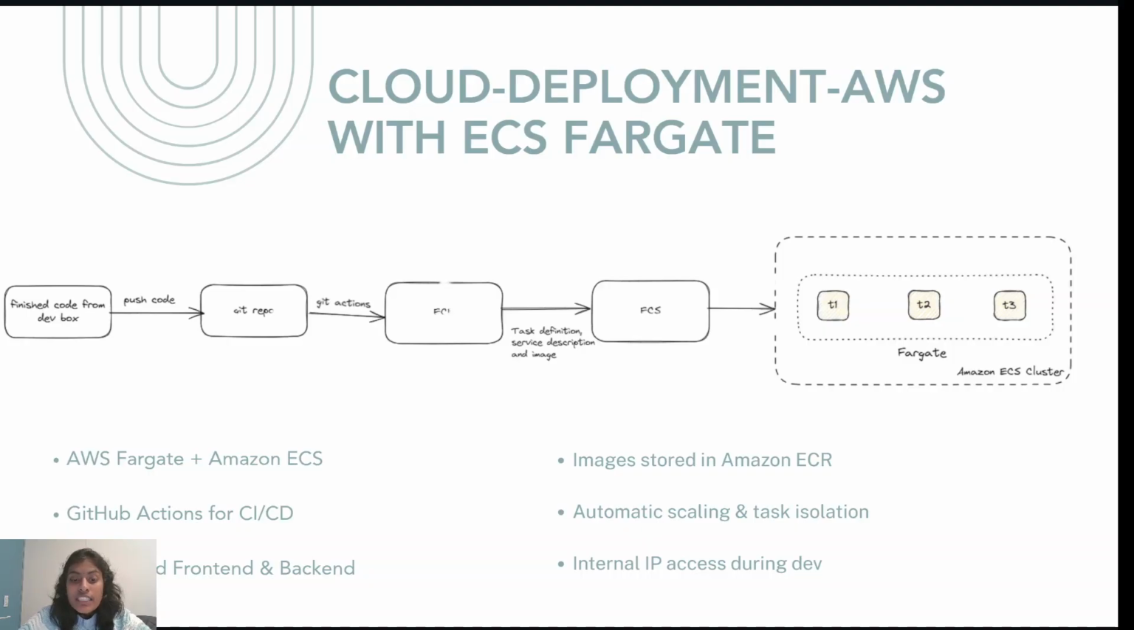Once the images are in ECR, Amazon ECS pulls them and runs them as tasks using Fargate. This eliminates the need to manage servers manually. Computing resources are provisioned automatically and scale based on demand, with built-in fault tolerance and isolation. During development, we kept the setup lightweight by using internal IPs instead of public load balancers. This reduced cost and let us focus more on core feature development.